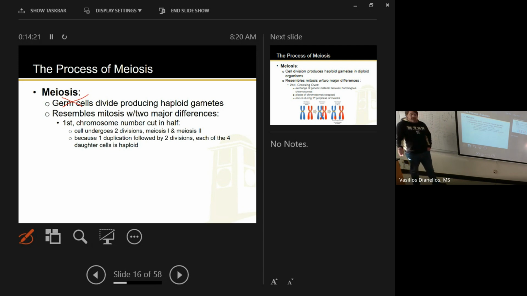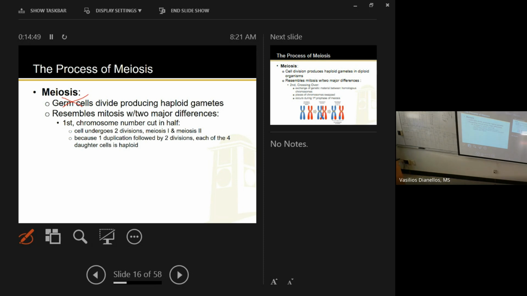So again, a lot of it's going to be comparing and contrasting. So let's look at these two major differences, because meiosis is a lot like mitosis, but it does have these two major differences, and I mentioned them earlier in this slide, and now you can see it in writing. The first major difference is that the chromosome number is cut in half in meiosis, because cells undergo two divisions. They go all through meiosis 1, where everything gets cut in half, and then they go through meiosis 2, where it gets cut in half again.